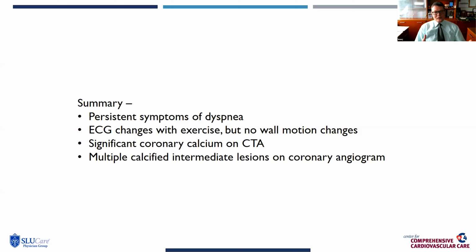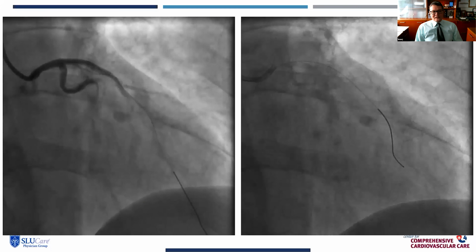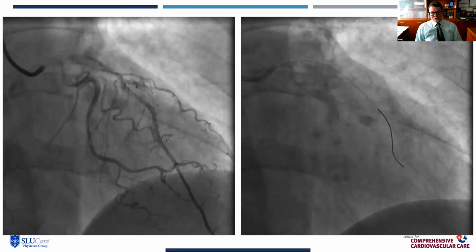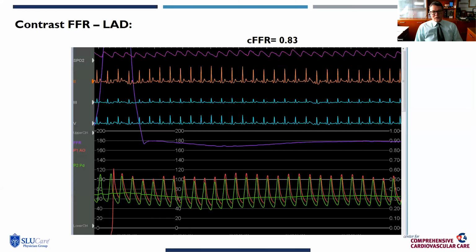And so to try to figure out how to best take care of this lady, I think this is the principal reason for needing some sort of coronary physiology. When you put a guide catheter in the right coronary artery and a pressure wire in the distal right coronary artery, you instantly can see a resting Pd/Pa ratio of 0.68. In the LAD, if you change the guide catheter around and look at the LAD, we can also do pressure evaluation in here.